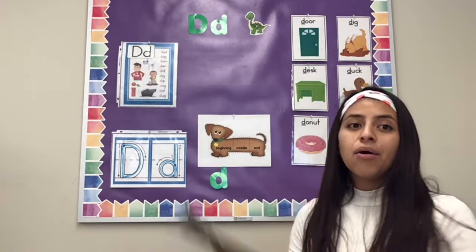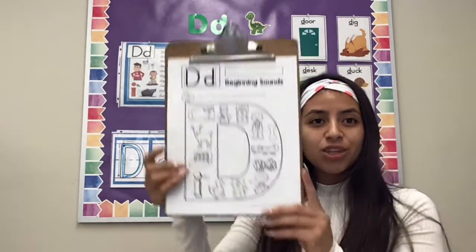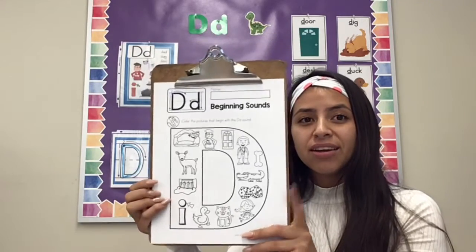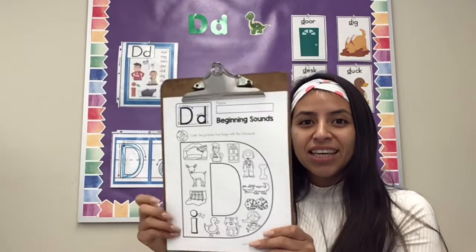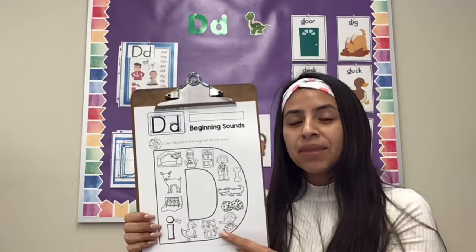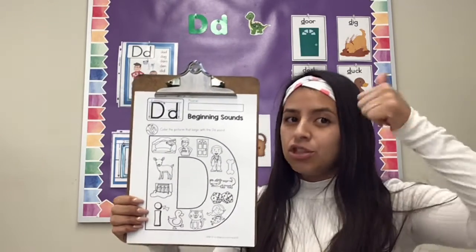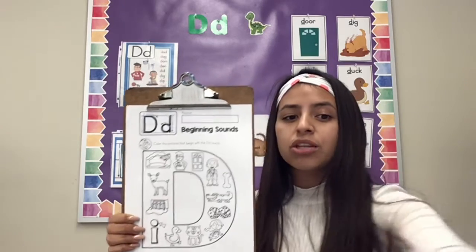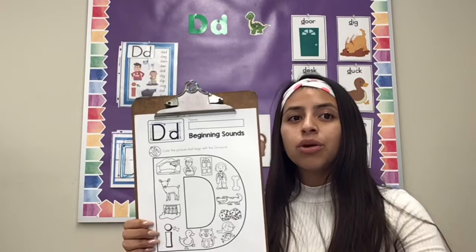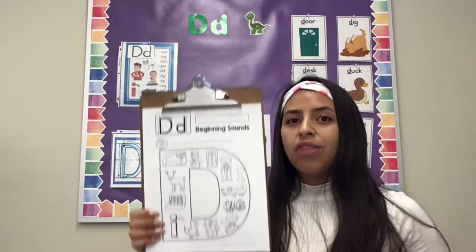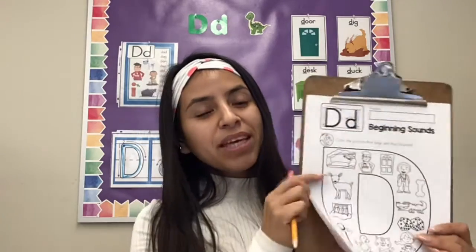go ahead and pull out our worksheet. This is the worksheet we'll be working on together. And we are going to be sounding out each of our pictures. Each of these pictures has a name. And we're going to figure out if they do start with the letter D, we're going to circle them with our pencil. And if they don't start with the letter D, we are going to mark a big X on that photo.